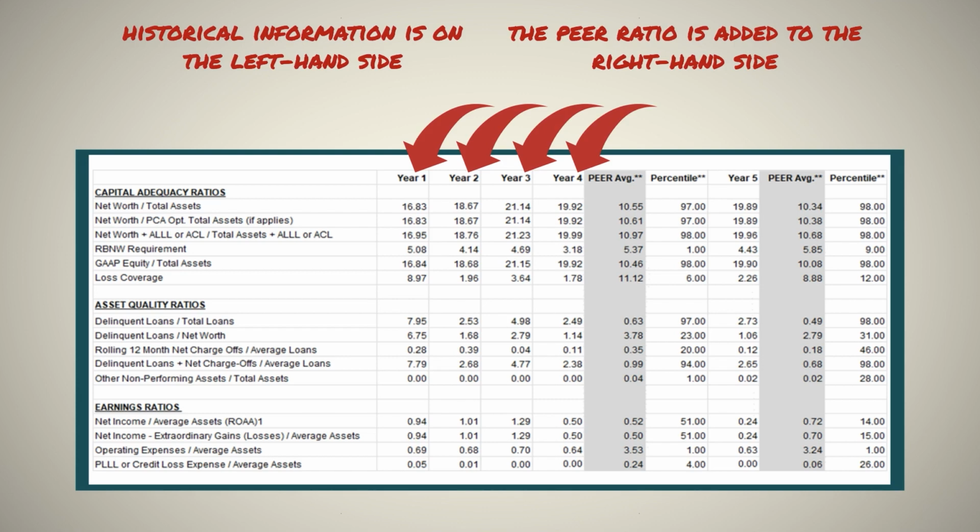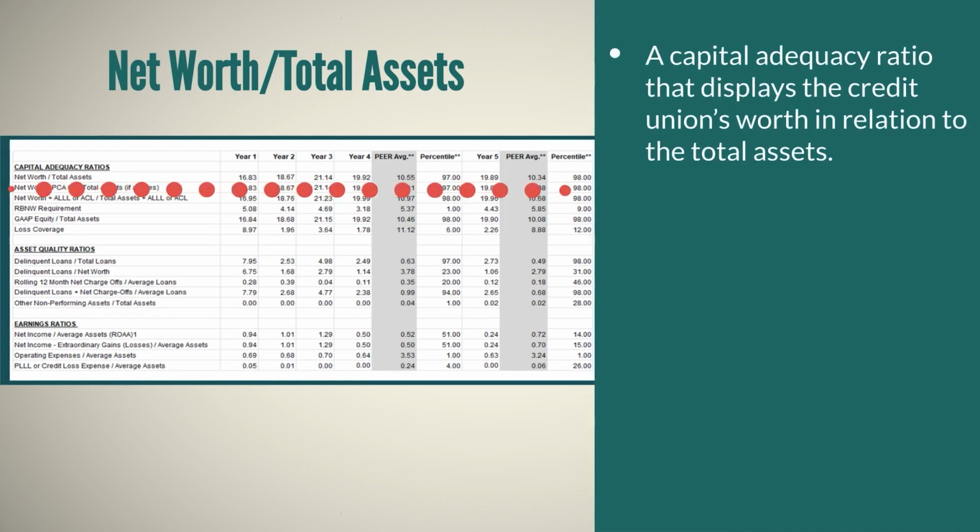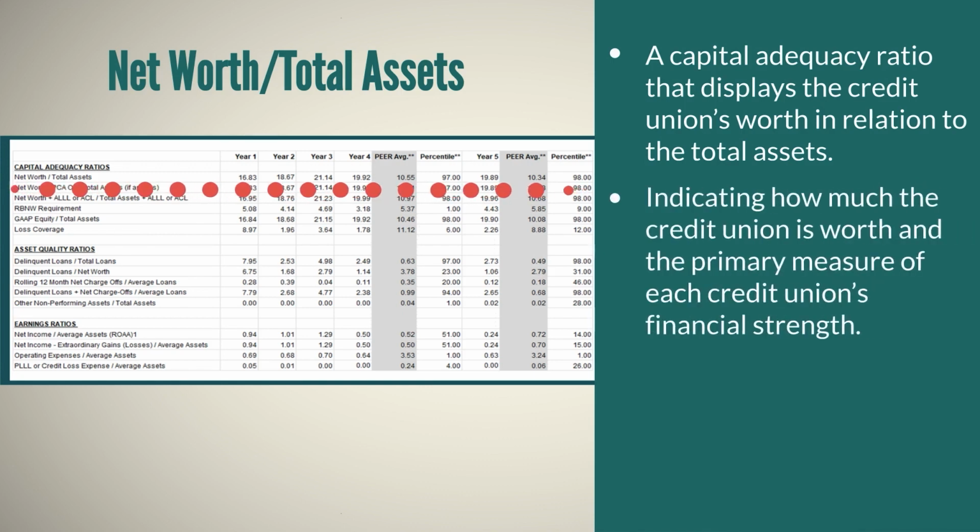The first ratio we are reviewing is the net worth to total assets ratio. This is a capital adequacy ratio that displays the credit union's worth in relation to the total assets. It is a key measurement indicating how much the credit union is worth and the primary measure of each credit union's financial strength.